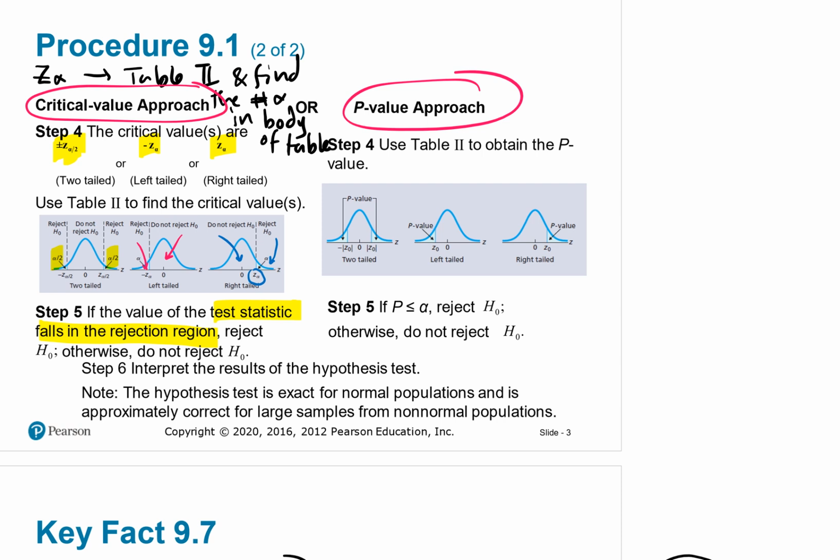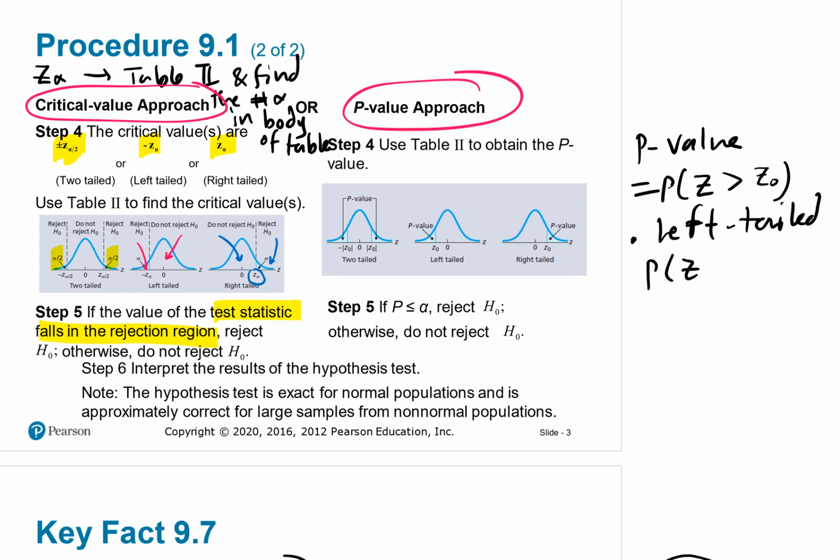The next one is the p-value approach. What we need to do is find the p-value. What is the p-value? It's basically the probability that z is, depending on the case, bigger than or less than z sub 0. For the left tail test, you just find P of z less than z sub 0 and use table 2 to find the probability that corresponds to that z value.